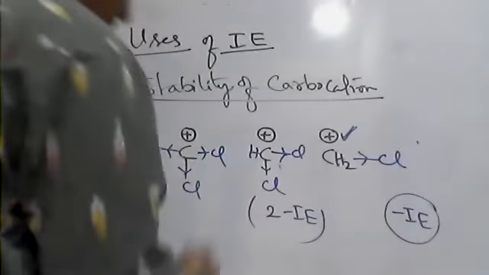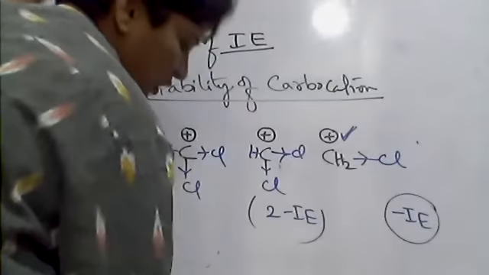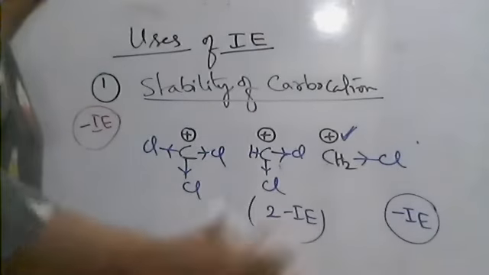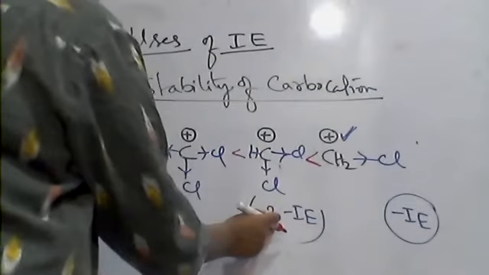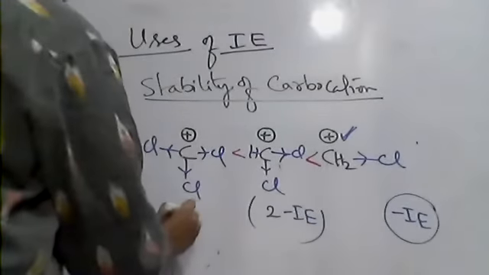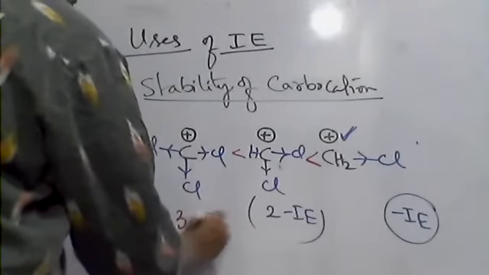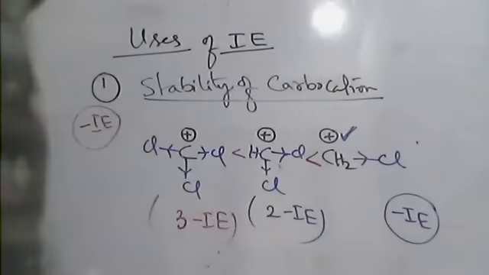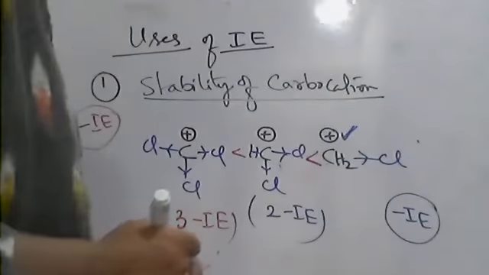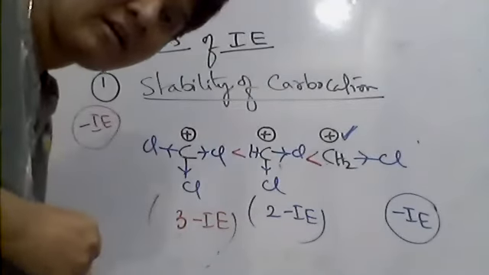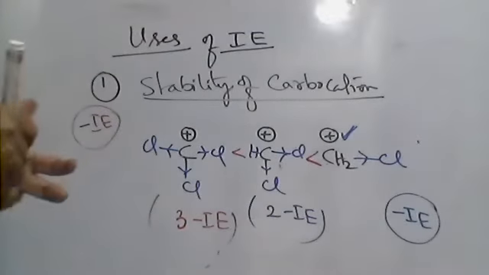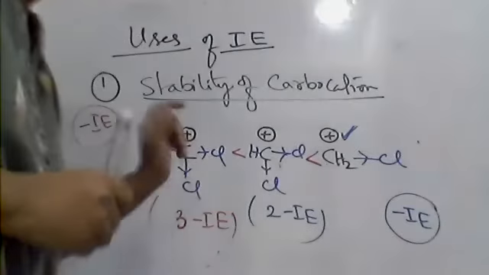In this case, it's a special molecule. You may not find it in the book, but it may be asked in the material questions. So the first one is more stable because there is only one minus I group. Then the second one is more stable compared to the third one, because in the third one there are 3 minus I groups. So just remember that the stability of a carbocation increases as plus I groups are more, and stability decreases as minus I groups are more.